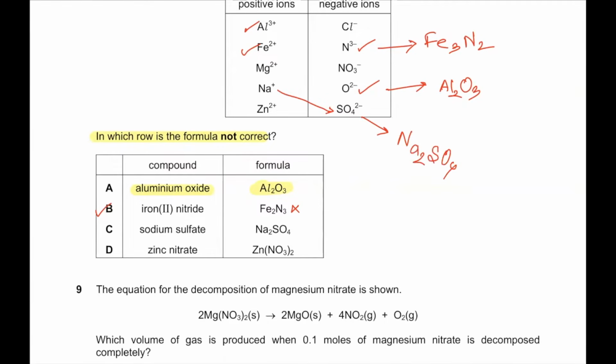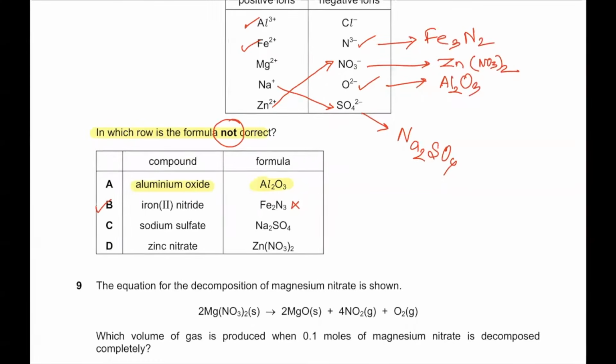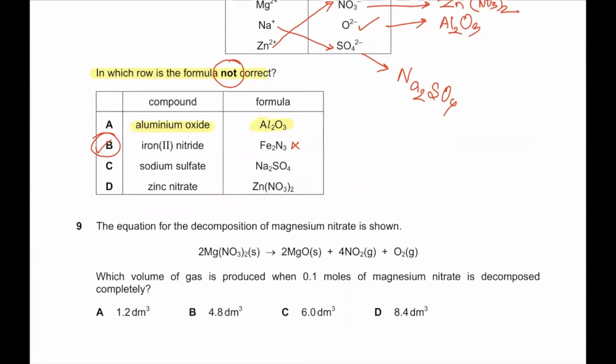Na2SO4. For zinc nitrate, we can exchange the numbers, Zn(NO3). Obviously that is going to be Zn(NO3) with a bracket and 2. So we can see all of the rest of them are correct, and only Fe2N3 is wrong. We are looking for the one which is not correct, so definitely B is our correct answer.